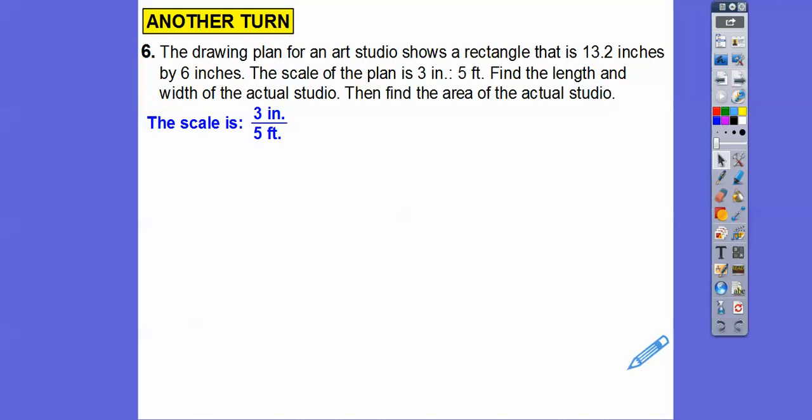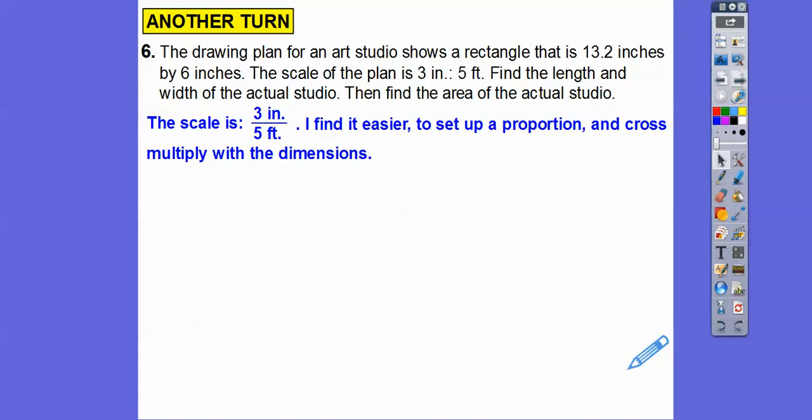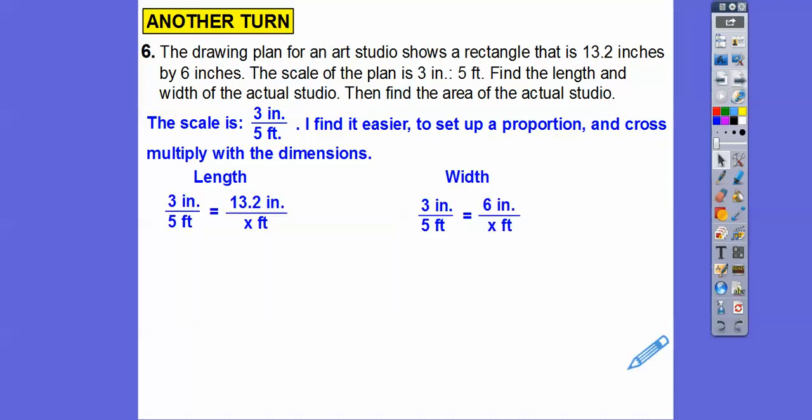Okay, so I like doing cross multiplying, you guys, and your book doesn't do this. To me, it's so much easier. So I just find it easier to set up a proportion, 3 inches to 5 feet, and then set it equal to 13.2 inches to x feet, and then set it equal to 6 inches to x feet, and that'll give us the length and the width.